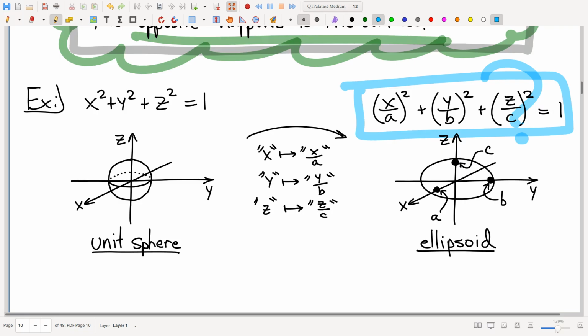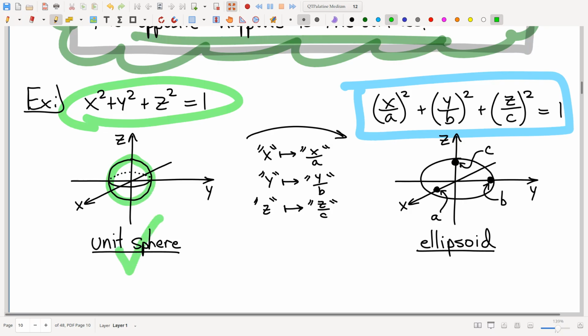So what can I do instead? Well, I can instead say, look, here's a similar equation that I already understand. That's this. That's super easy. And I can observe that the only thing that happened between these is I effectively, for example, replace the z with z over c.